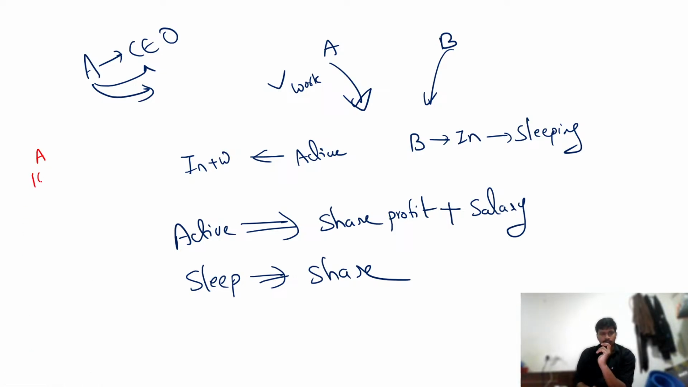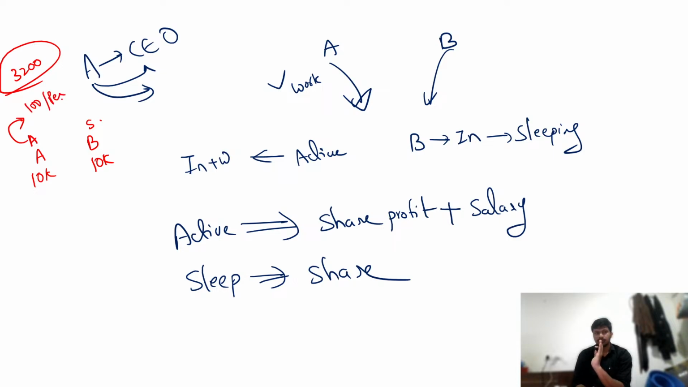A invested 10,000, B also invested 10,000. At the end of the year, they got a profit of 3,200. But the twist here is B is the sleeping partner, A is the active partner. Because A is working, assume you have to pay him 100 rupees per month as salary.